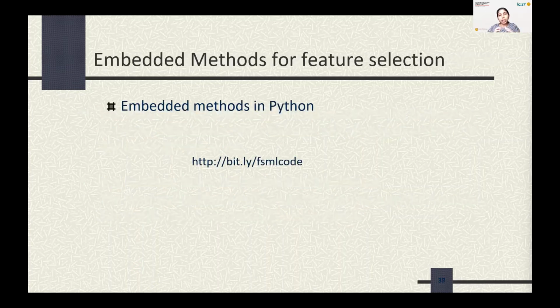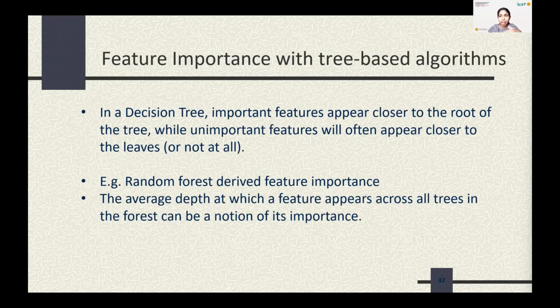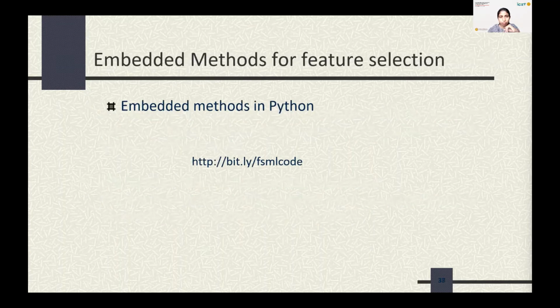So those are two embedded methods. Again, this is an embedded method because while building the decision tree or the random forest for classification, at the same time we can get an idea about feature importance as well, and we can do feature selection. I also wanted to show quickly how we can perform these embedded methods for feature selection with Python.